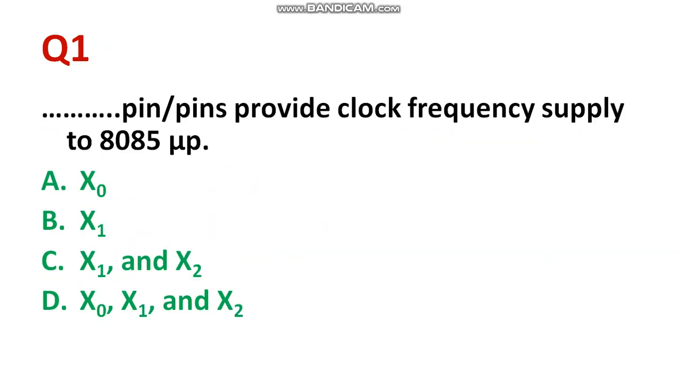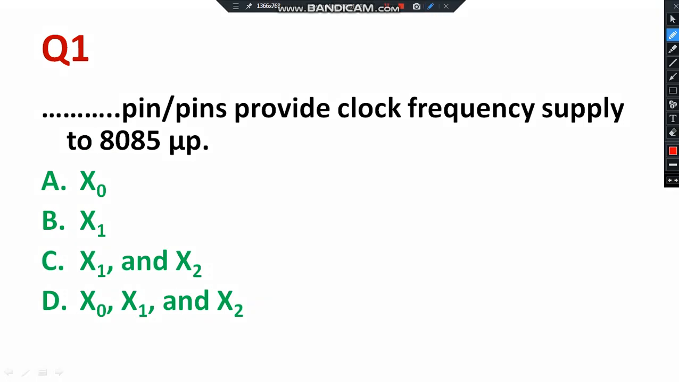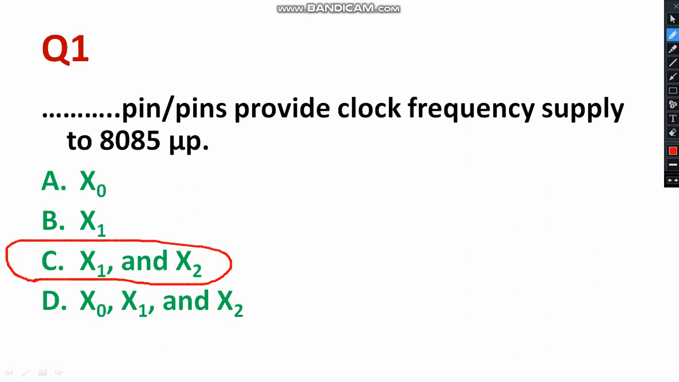Yes, let's start the discussion. Moving on to the first question. Dash pin or pins provide clock frequency supply to the 8085 microprocessor. These are the options: X0, X1, X1 and X2, X0, X1 and X2. The correct answer is option C, X1 and X2. So please select option C.